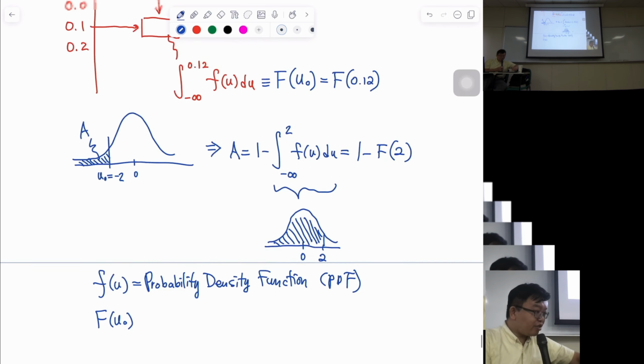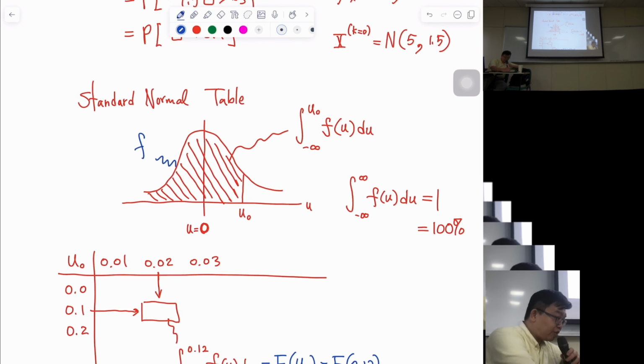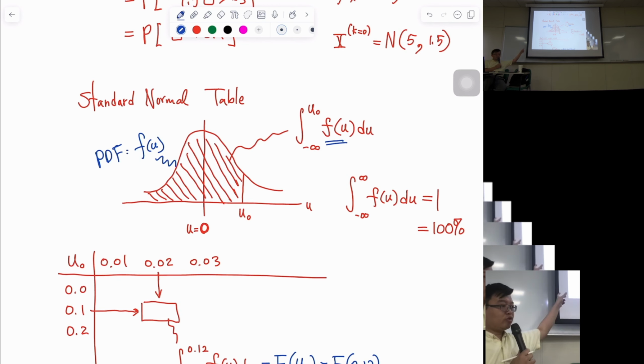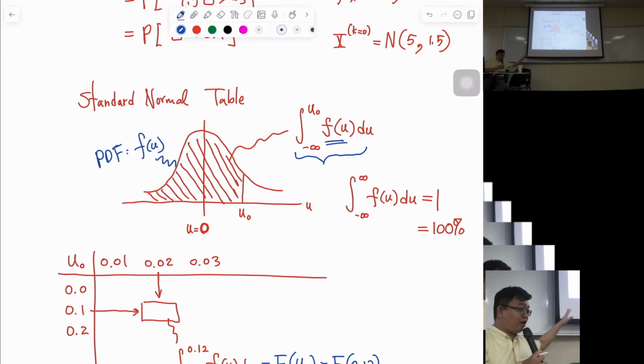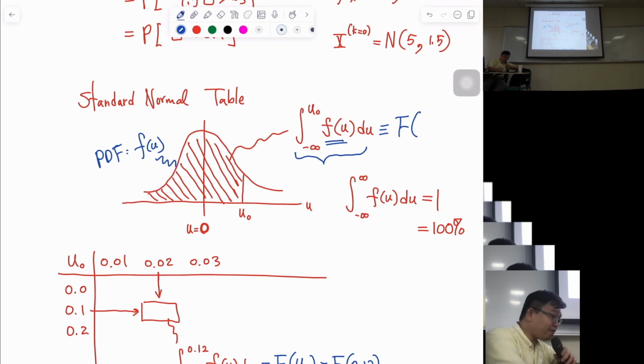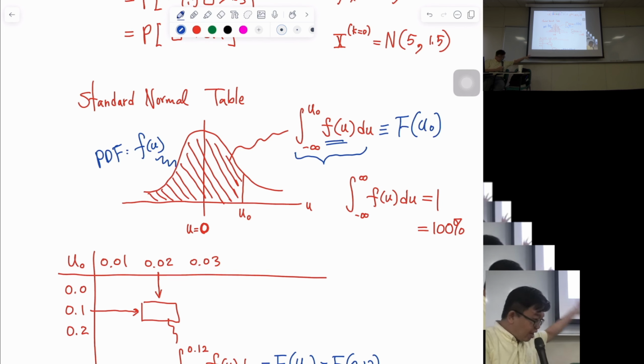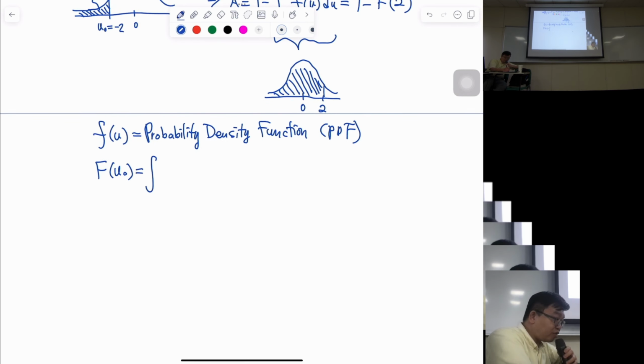And the entire distribution is the PDF. That's why you use it inside the integral, but the f itself is the whole distribution. Okay, but when you have this integral, you are computing the area from negative infinity to a certain position. We define this as capital F of U0. So the area underneath within the range, we call it capital F. So this is actually the integral from negative infinity to U0 of f of u du.